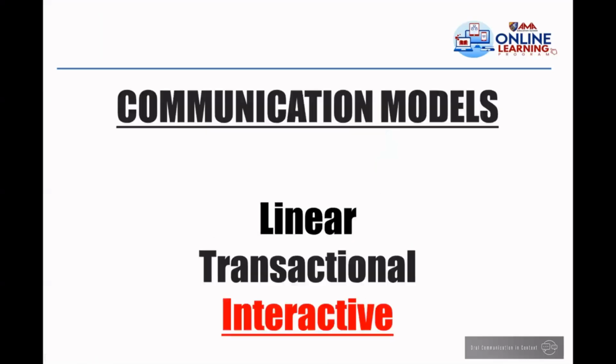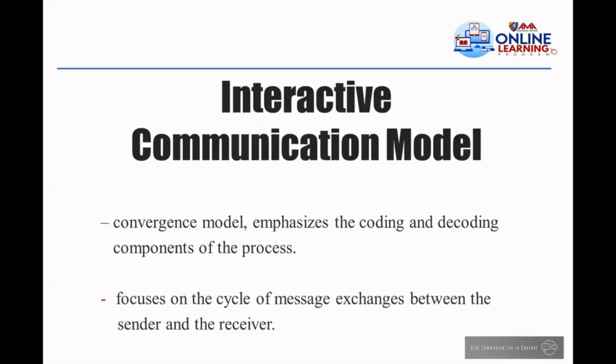The third communication model or the third standard communication model, this is about the interactive. From the word interact, meaning the sender and then the receiver is still involved in the communication process. The convergence model, it emphasizes the coding and decoding components of the process. It is like the transactional communication model that includes the sender and receiver, and then there is a feedback also. So it focuses on the cycle of message exchanges between the sender and the receiver. Cycle of message meaning the interaction between the sender and the receiver.